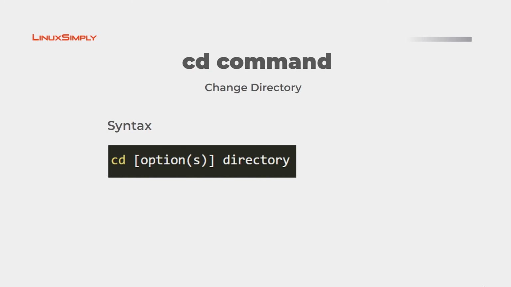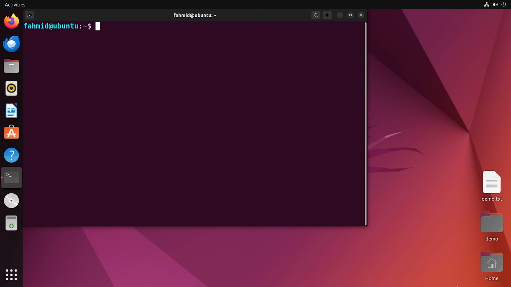The next command is the cd command. Cd is short for change directory. As the name suggests, this command allows you to change your current working directory to another directory. So let's see it in practice. Currently, I am on my home directory. To check this, I can run the pwd command. Now, if I want to go to my desktop directory, I'll type cd desktop.